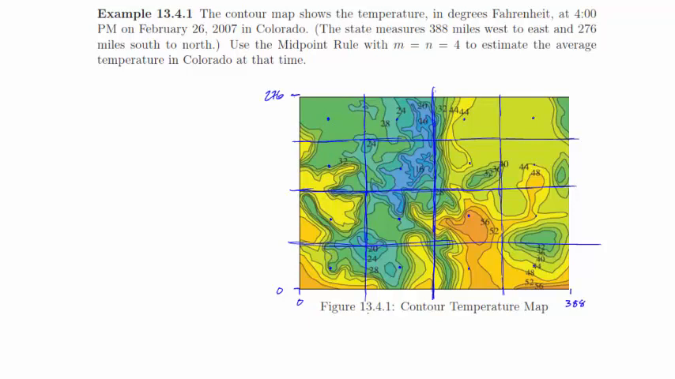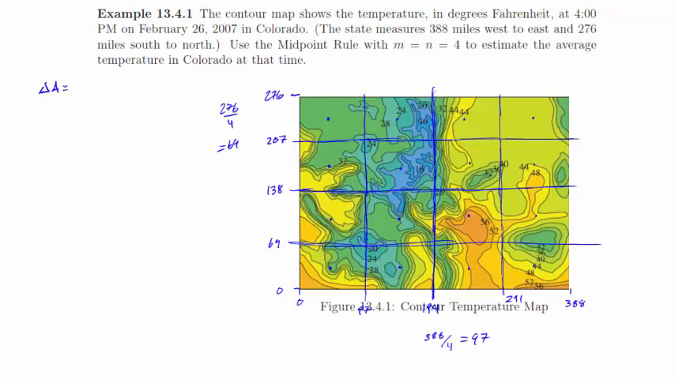We know that the width here is 388 divided by 4. This equals 97. So this is at 97, and then 194, and then at 291, and then 388. And 276 divided by 4 is 69. So we've got 69, 138, 207, and 69 again would give me 276. Great.